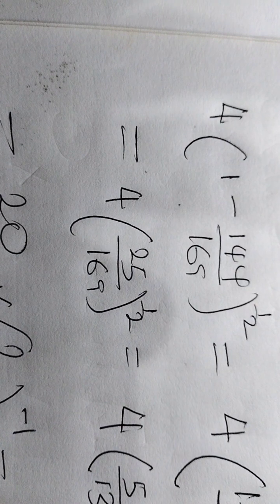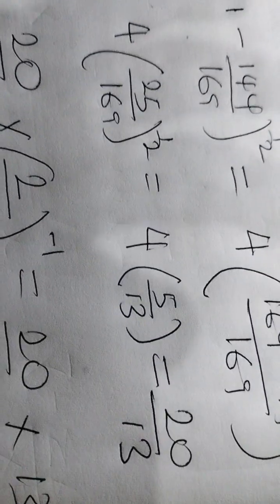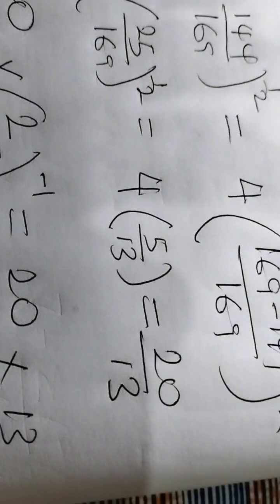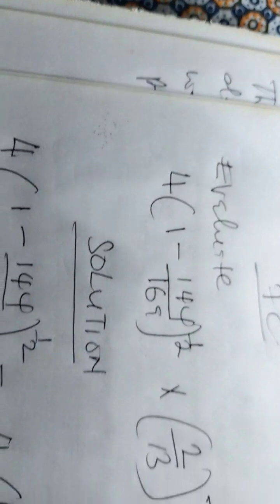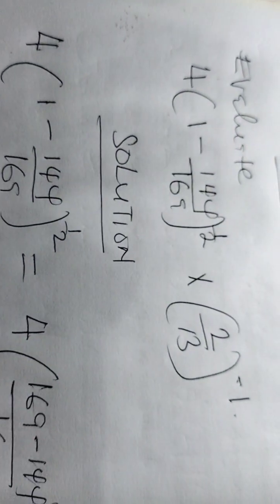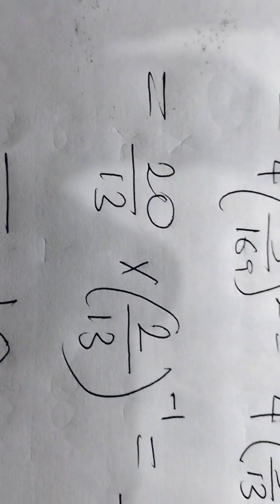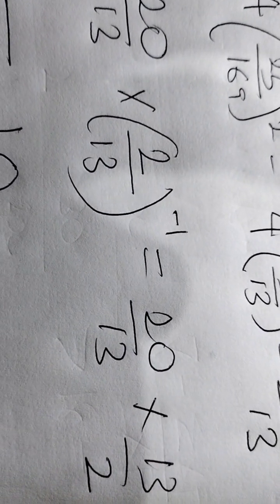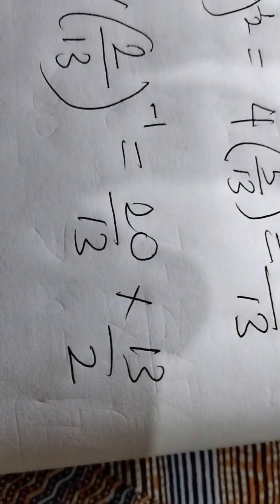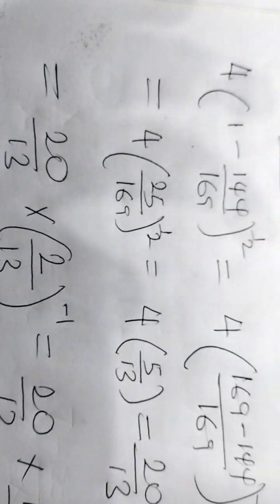Then that half means square root. So the square root of 25 gives us 5. The square root of 169 gives us 13, multiplied by 4. We now have 20 over 13. So that takes care of the first expression. Then multiply by 2 over 13 raised to the power minus 1. So 20 over 13 times 2 over 13 raised to the power minus 1. That becomes 2 over 13 inverted, which becomes 13 over 2. 13 cancels 13. We're going to have 20 over 2, which gives us 10 as the final answer.